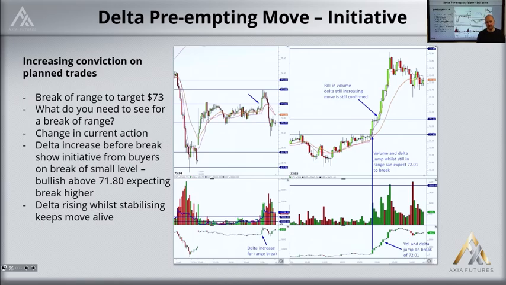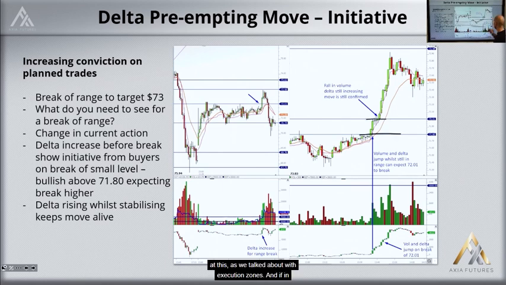This would be different. What's happening here then is that at the top of range, where typically you would expect to run out of buyers logically for a higher range, you're actually seeing buying increasing. Buyers are continuing to hit. This is a sign that the break is on. This is the initiative that you're looking for. So as the delta rises, this moves alive. And so you can look at this, as we talked about with execution zones, anything between 71.80 and 72 is a chance to buy. And is now a chance to play for the sort of 72.98 type area.